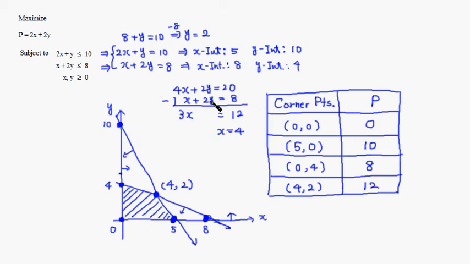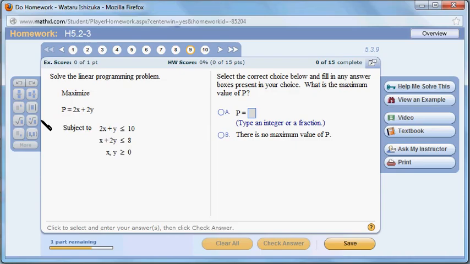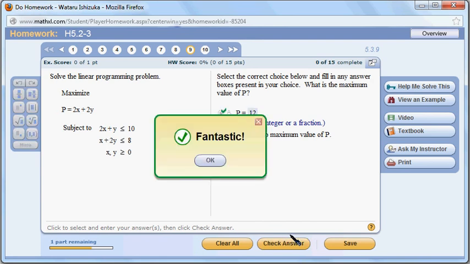Since we are trying to maximize the P-value, you can see that 12 is the maximum value, and it occurs at 4, 2. So let's go back to the problem. P is 12, so type in 12. Then check your answer. Yep, that's that.